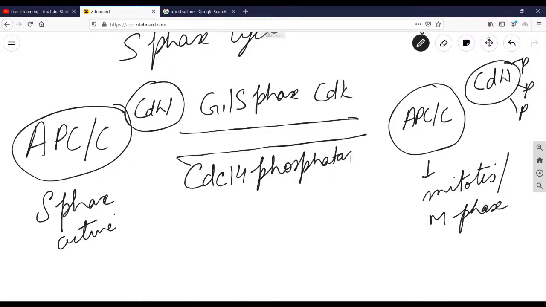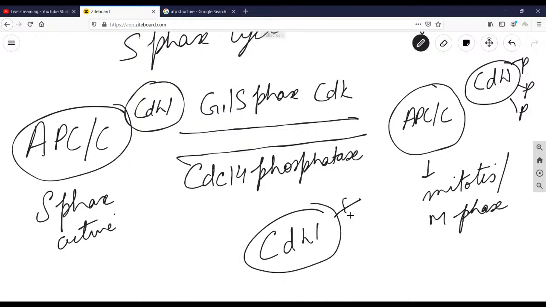Now, what will the phosphatase do? It will break these phosphoanhydride covalent bonds. So it will make CDH1 dephosphorylated. These covalent bonds will be broken. It will be dephosphorylated and it can again reattach with APC/C.